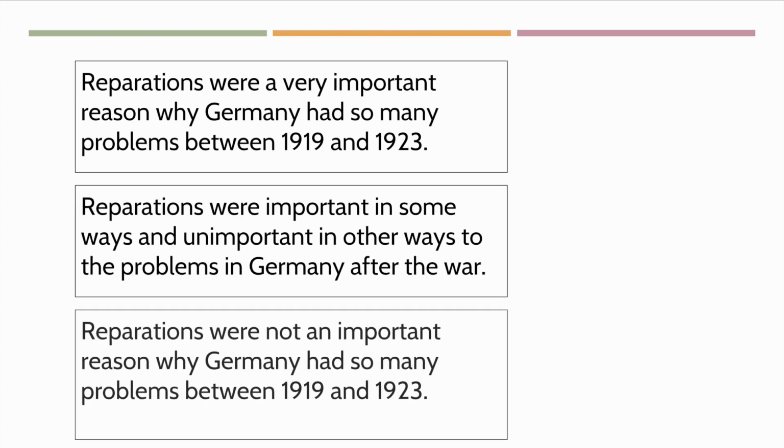Here is a sample of 3 topic sentences which would show these extremities. Reparations were a very important reason why Germany had so many problems between 1919 and 1923. Neutral, reparations were important in some ways and unimportant in other ways to the problems in Germany after the war. And not important, reparations were not an important reason why Germany had so many problems between 1919 and 1923.